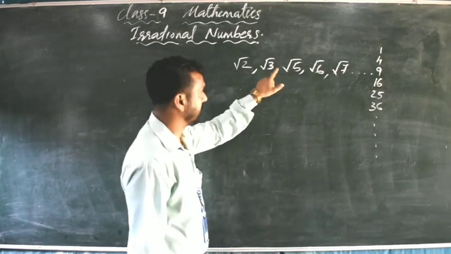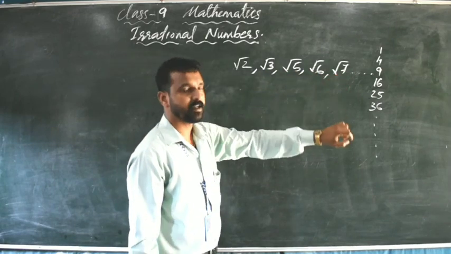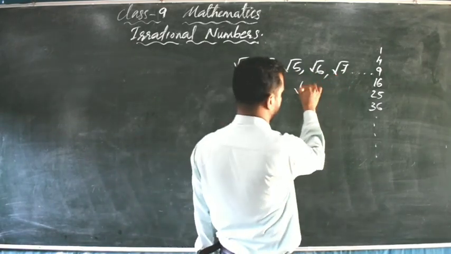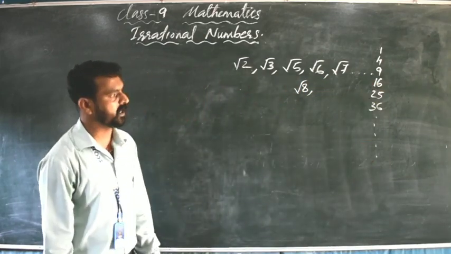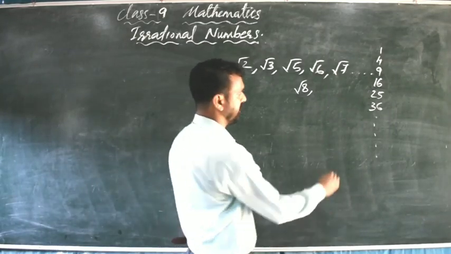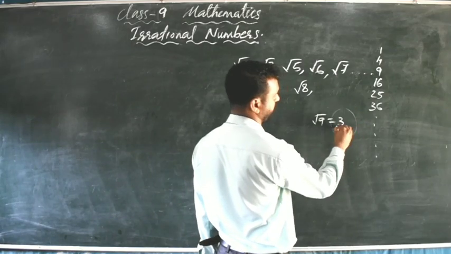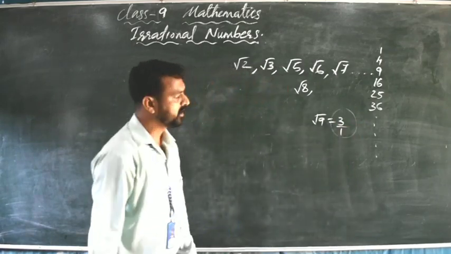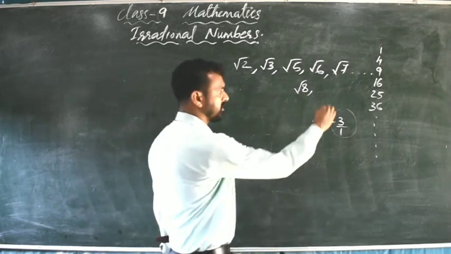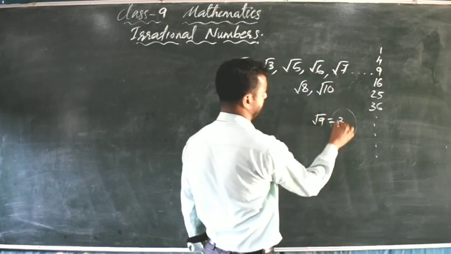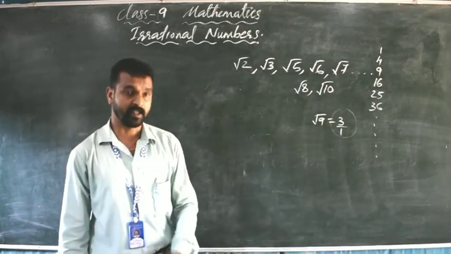These numbers are non-perfect squares: 2, 3, 5, 6, 7, 8, then 10. So the square root of 8 is irrational, but the square root of 9 is not an irrational number. The square root of 9 is equal to 3, so it is a rational number. 3 we can write in the form 3 divided by 1. But root 8 is an irrational number. Next, root 10 is an irrational number. So square roots of all non-perfect squares are irrational numbers.